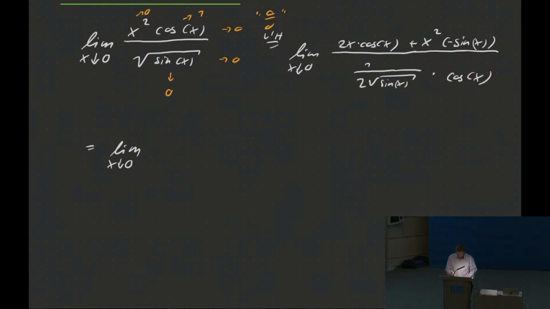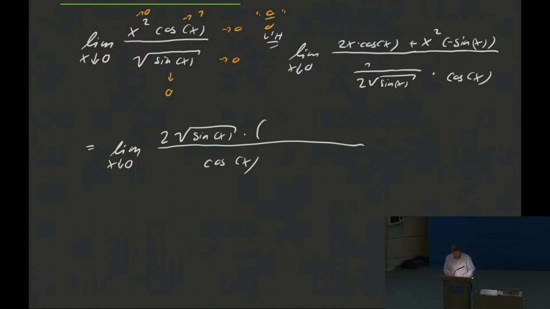What do we get? Well, this square root expression goes in the numerator, so we have 2 times the square root of sine x here. Then we only have this cosine of x in the denominator. And here we also get 2x cosine x, not a lot we could simplify there, minus x squared sine x. All right, so let's take a look at that.